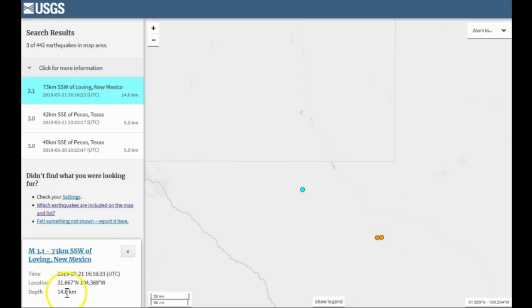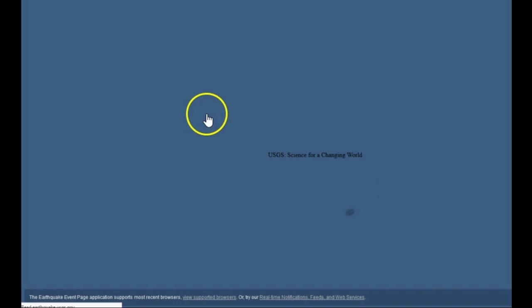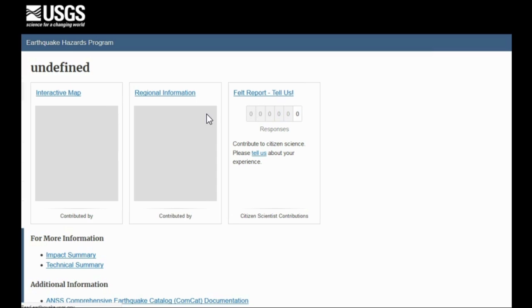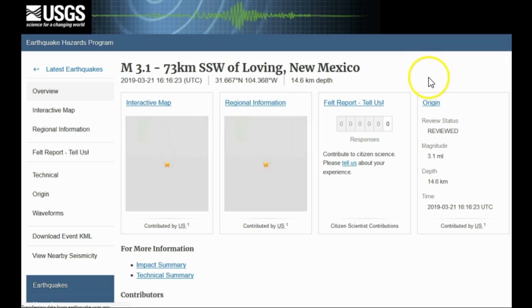The magnitude 3.1 at 14.6 kilometers in depth is the most recent of three earthquakes that have occurred, another 3.0 and another 3.0, both supposedly at 5.0 kilometers in depth. I'm thinking the magnitudes could be correct, but the depths may be wrong. That's very strange seeing two similar magnitude earthquakes occurring at the same exact depth. Very strange. But let's go see what the closest seismic station is to this event. It's looking like nobody felt this earthquake, surprisingly.